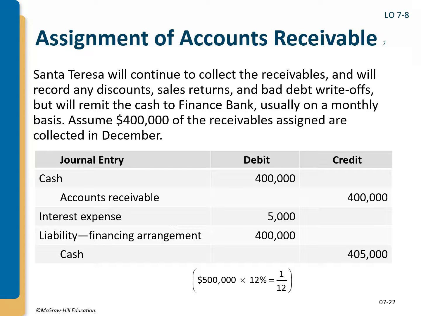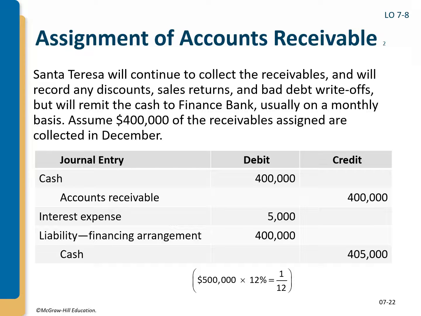So they collected 400 of the receivables assigned are collected in December. So Santa Teresa will debit their own cash account and credit accounts receivable because they are still assets on their books. They're just being used as collateral. Remember what they owe. They will owe the amount that they collected. So they're going to debit their liability financing arrangement liability account because they're paying that part off. But they also have to pay interest monthly. And the interest is on the amount they borrowed.